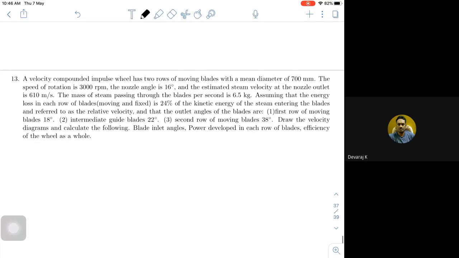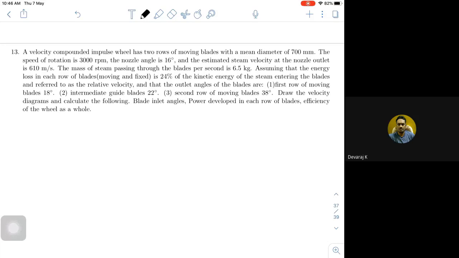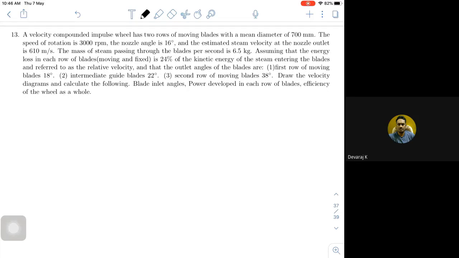A velocity compounded impulse turbine has two rows of moving blades with a mean diameter of 700 mm. The speed of rotation is 3000 rpm. The nozzle angle is 16 degrees.